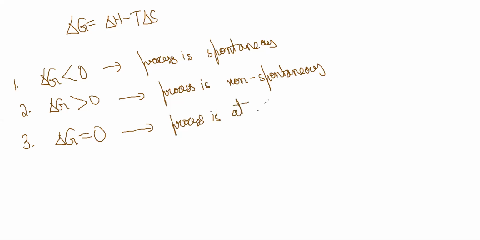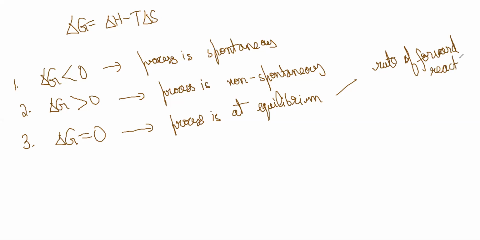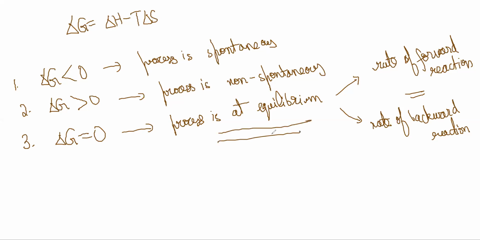Equilibrium means both forward and backward reactions are happening at the same rate. Equilibrium means the rate of forward reaction is equal to the rate of backward reaction. That means both things are happening at the same rate, so the reaction is not happening in any direction on a net basis, right? There is no net reaction. That is a dynamic equilibrium.